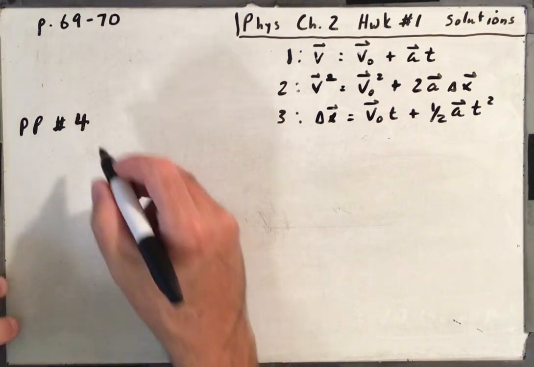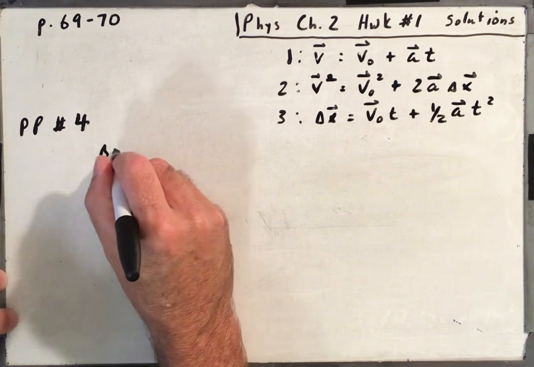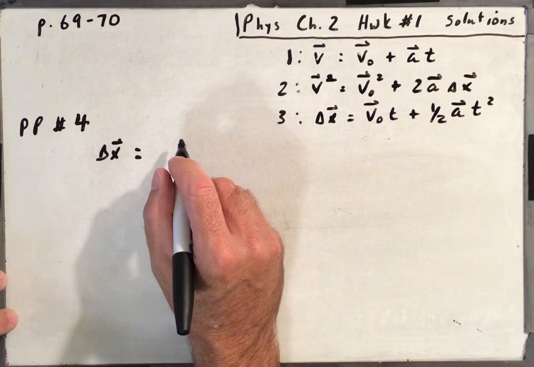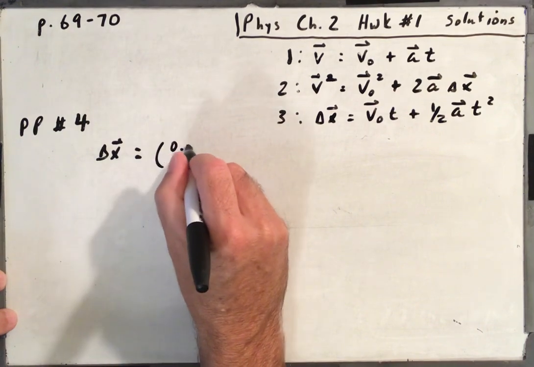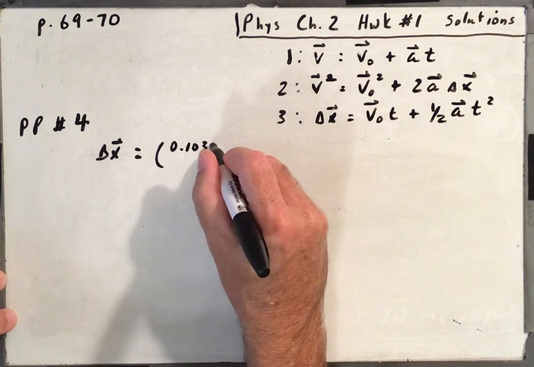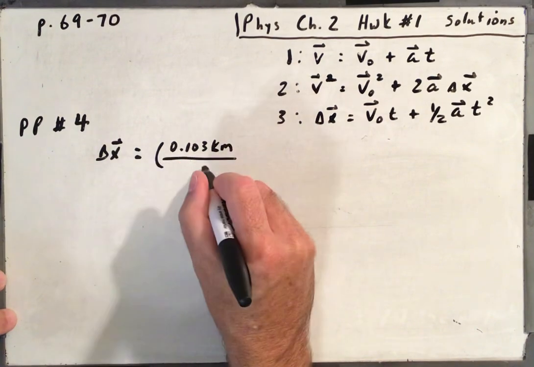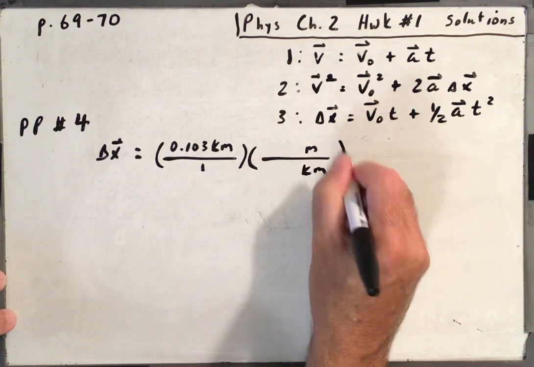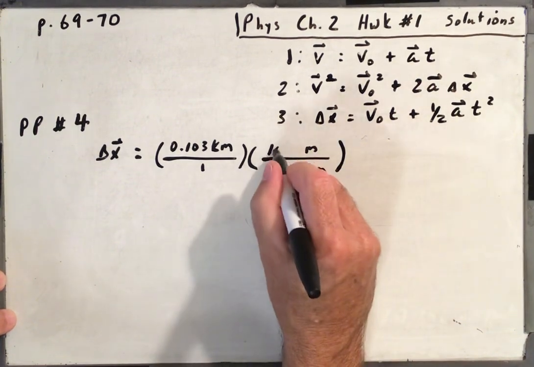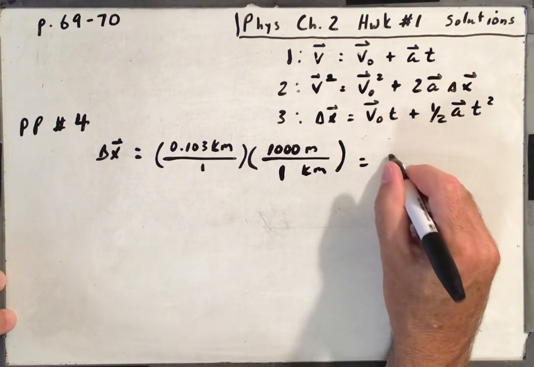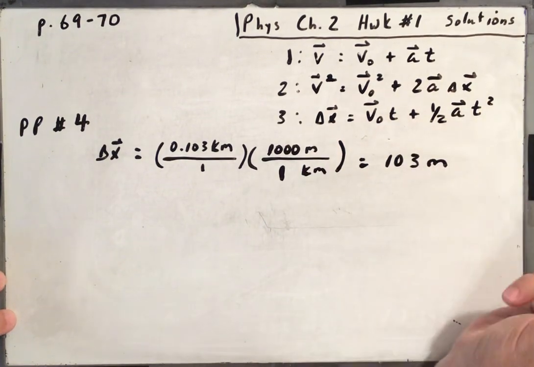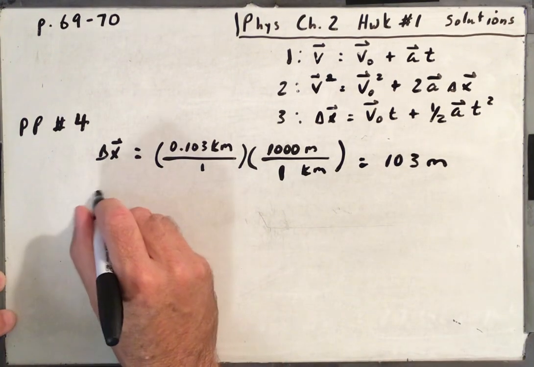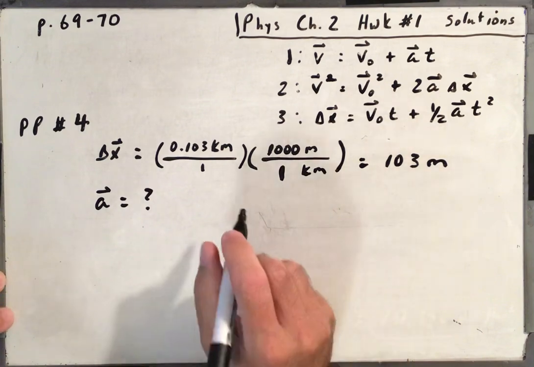So first of all, let's get the delta x. We know we're going to have to change that 0.103 kilometers to meters. You could probably do that in your head, but since it's the beginning of school, we'll go ahead and go through this. Want to go to meters, get rid of kilometers, bigger. The one goes by the bigger one, 1,000 meters in a kilometer. So that's 103 meters. All right, and we want to know acceleration, and we know the final answer should be negative.